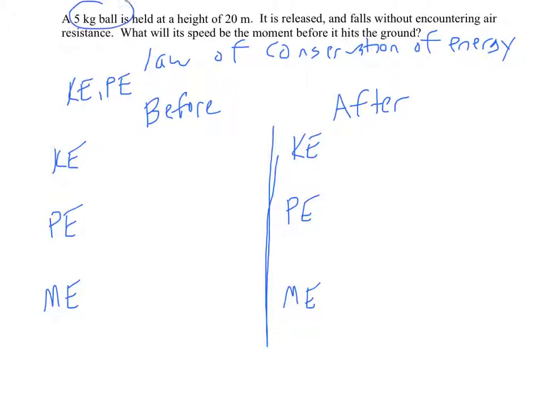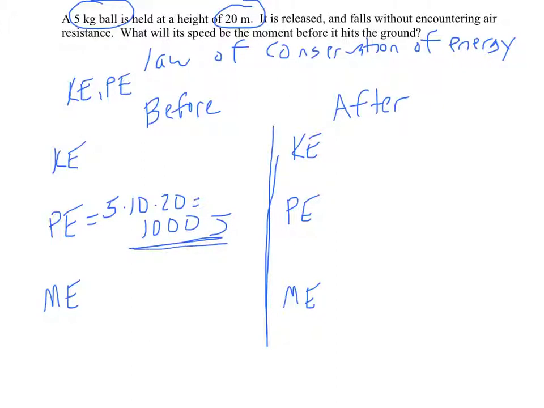So we know the mass of the ball, and that's not going to change before or after. And it's initially held at 20 meters. So if we know it's at a height of 20 meters and its mass, we can calculate the potential energy of the ball, because that equals the mass times g, 10, times the height, 20. So the potential energy of the ball before it's dropped is 5 times 10 times 20, or 1,000 joules. And so I can fill that into my chart.